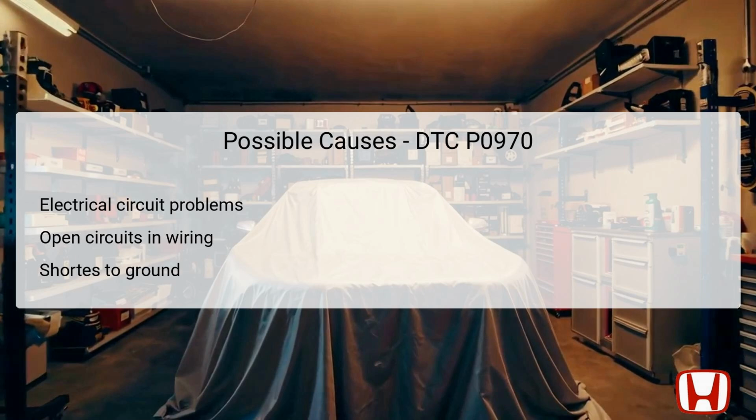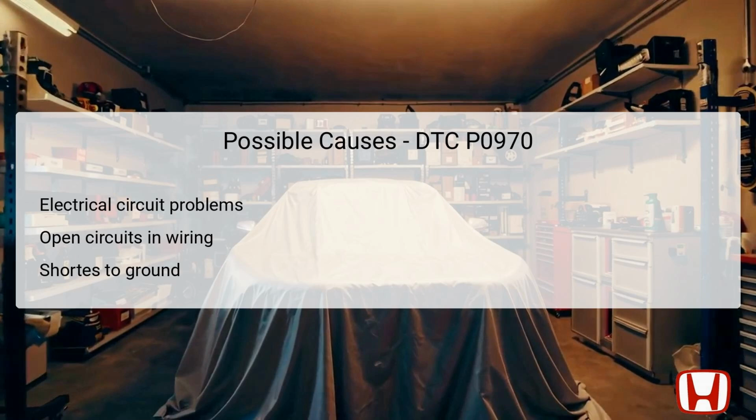P0970 is primarily attributed to issues within the electrical circuit associated with the AT clutch pressure control solenoid valve C. The possible causes include open circuits or short circuits that can disrupt the flow of electricity necessary for the solenoid's operation. An open circuit might arise from a break in the wire or a poor connection, leading to the solenoid being unable to receive the signals required for proper functioning.